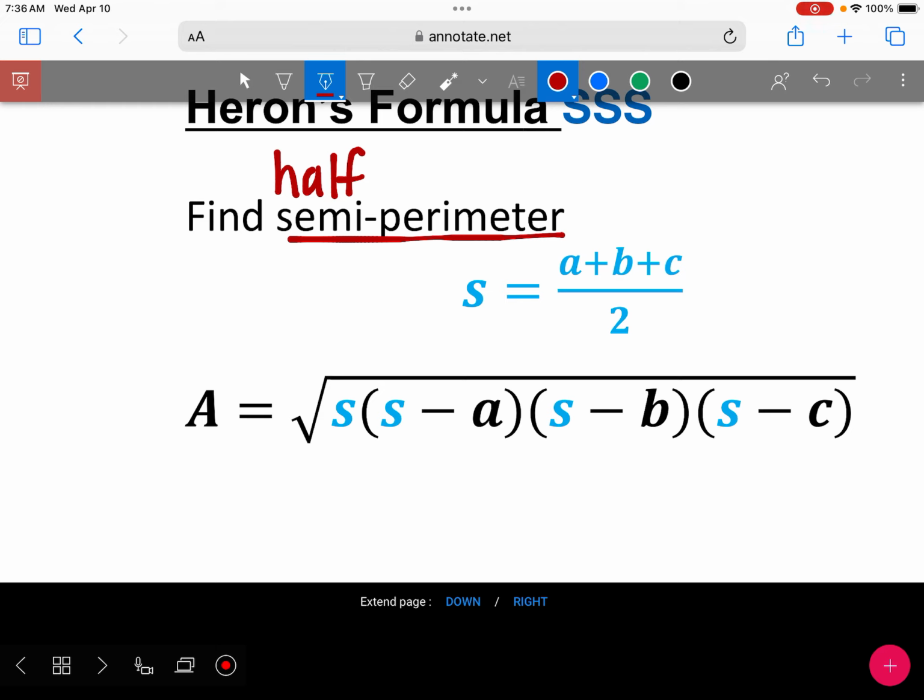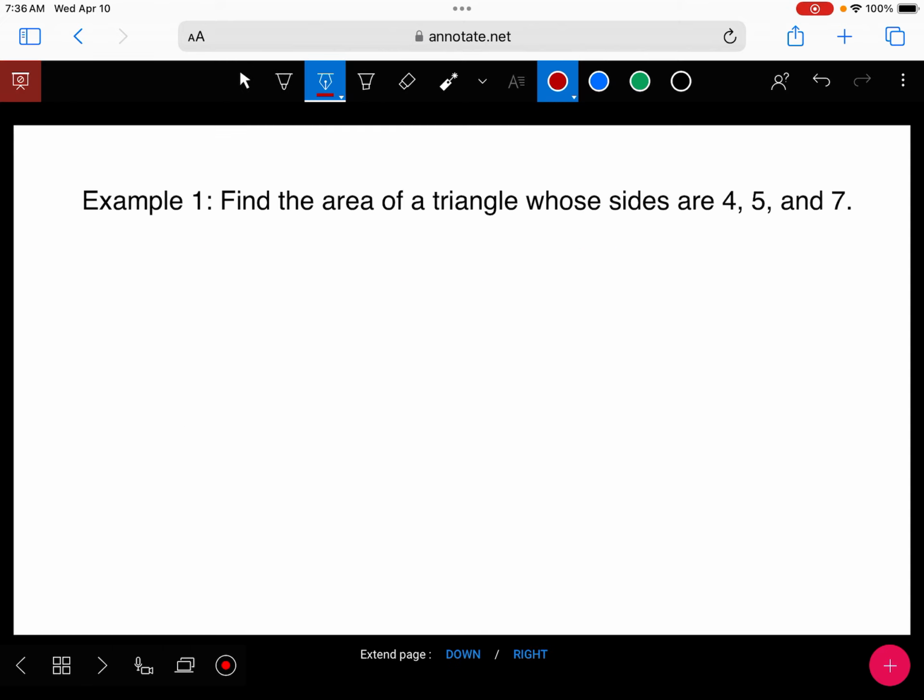All right. So that would be our semi-perimeter. Does everyone have all the formulas down? All right. Let's just start practicing using them. Let's look at number 1. We have all 3 sides. We need to find the area. We only know the sides. So we have to use Heron's.